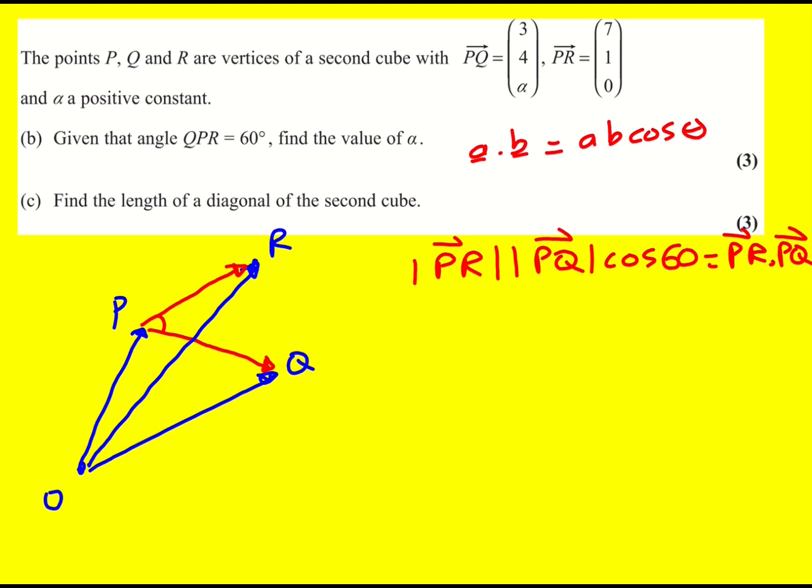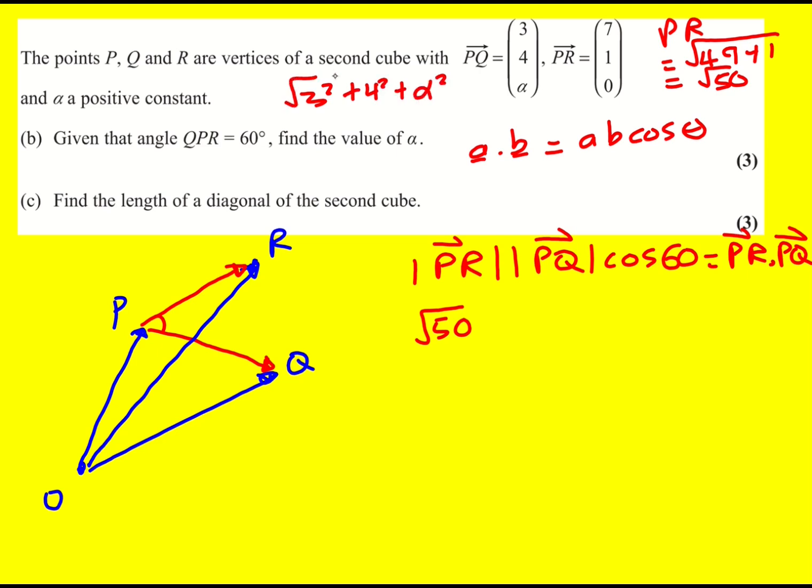So now we need to work out each of these. PR, the length is going to be 7 squared, or 49, plus 1 plus 0, square rooted, so root 50. PQ, 3 squared plus 4 squared plus alpha squared, square rooted. So root of 25 plus alpha squared. Cos 60, that's an exact value to learn. That is going to be a half.